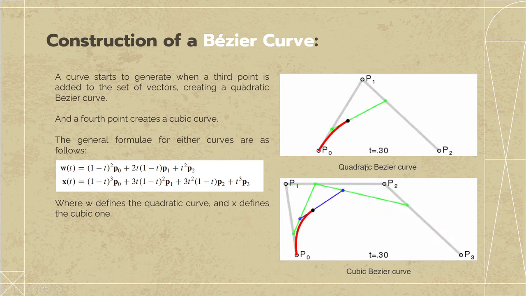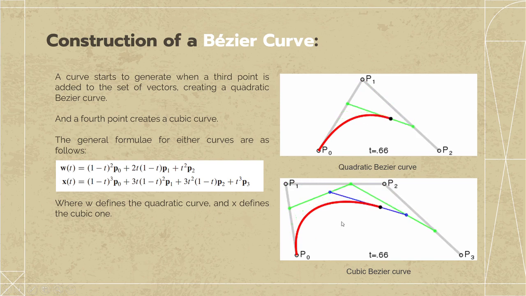The order of the Bézier curve depends on the number of control points. So here we have 1, 2, 3 control points. This means we have a 3 minus 1 order curve. So we have a curve of the second degree, otherwise known as a quadratic Bézier curve. Here we have 1, 2, 3, 4 points, so that's a cubic Bézier curve. The general formula for each of these Bézier curves is as follows. That's for the quadratic, and that's for the cubic.